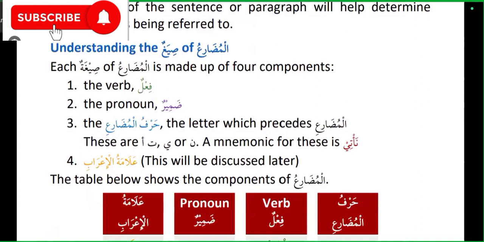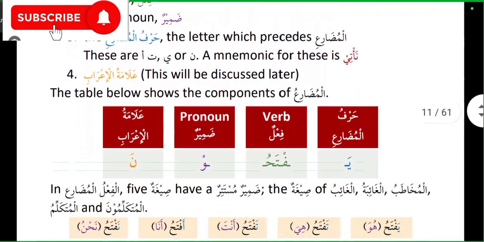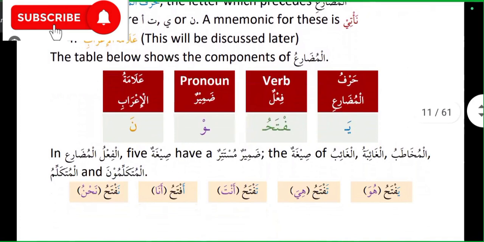These letters are hamza, ta, ya, or noon. Hamza, ta, ya, noon. It is called huruf atain. Okay. And number 4, alamatul i'rab. So this will be discussed later. The table below shows the components of fail al-mudari'. So here we have got the components of fail mudari'.